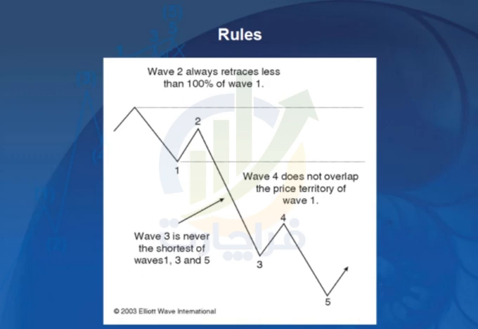There are 3 rules that we follow. First, wave 2 can never retrace more than 100% of wave 1. Wave 3 can never be the shortest of waves 1, 3, and 5, and wave 4 cannot enter the price territory of wave 1 for impulse waves.